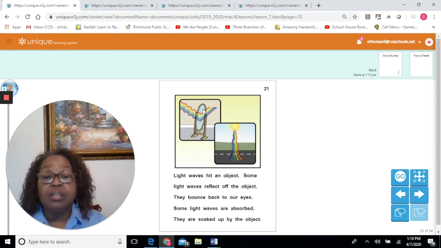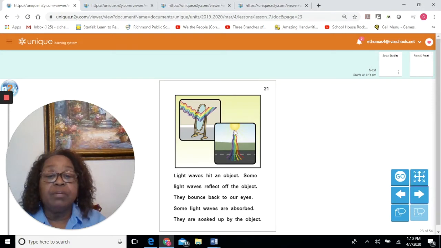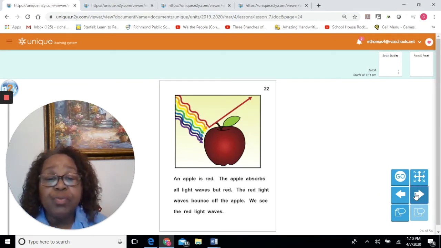So here we have our illustration of the light waves bouncing off the mirror. And here we have an example of the light waves being absorbed by the black tar that's on the street. No light is being reflected back. And here, an apple is red. The apple absorbs all light waves but red. The red light waves bounce off the apple. We see the red light waves.